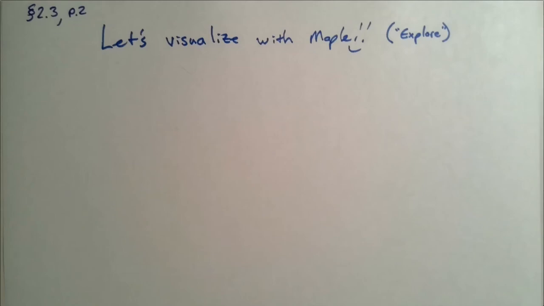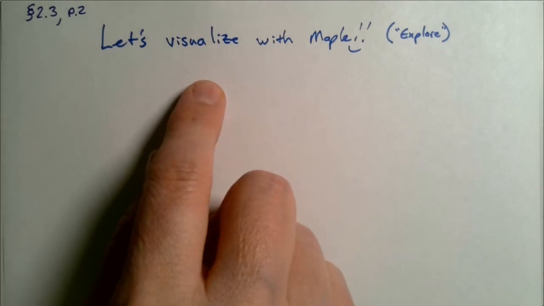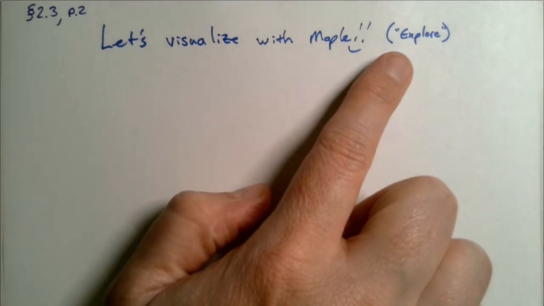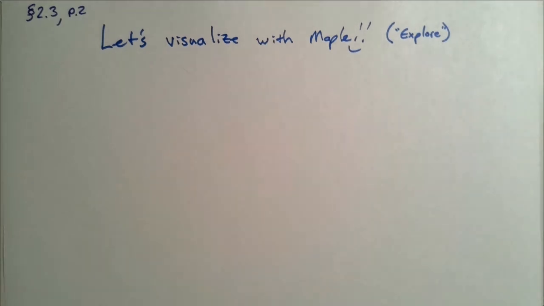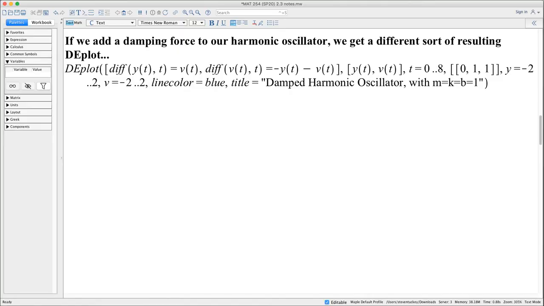Now that we've seen where the equation comes from for a damped harmonic oscillator and how to turn that into a system of first order differential equations, let's try to visualize what's going on with Maple. And we're going to use the explore command here in a minute. So I'm going to pull up Maple, and I've already typed in our system of differential equations.